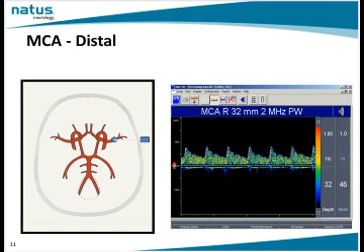After we document the middle cerebral artery, we want to decrease our depth and take a snapshot of the distal MCA. You want to be able to trace that at least down into the low 40s. In this instance, we were able to get a lot less in depth than that. We were all the way down to 32. Go ahead and document with a saved waveform your most distal MCA.